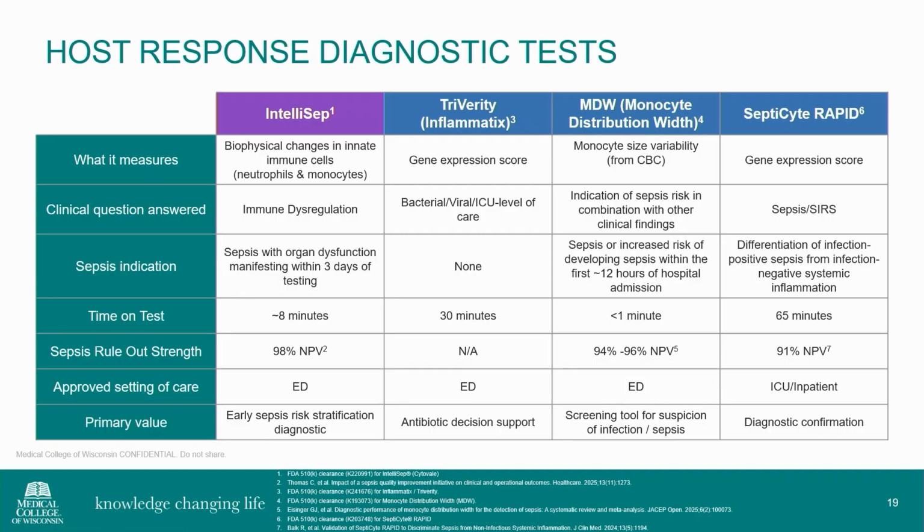Our biophysical tests, the examples would be the MDW test as well as the IntelliSept test. These measure either sepsis or immune dysregulation. These can be done really fast, 8 minutes or a minute, depending upon the test, and have fairly high negative predictive values. Both are cleared for use in the emergency room.